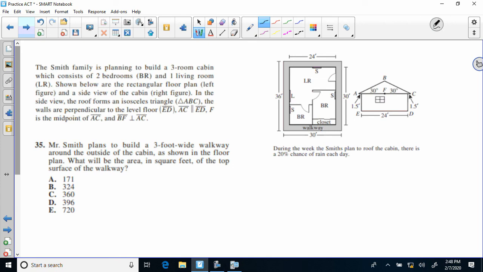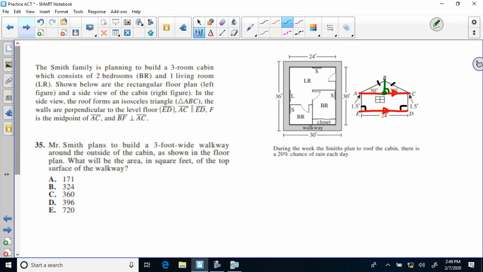In the side view, the roof forms an isosceles triangle. So we know this is isosceles. That's why the base angles are the same. The walls are perpendicular to the level floor, which means they have 90-degree angles down here. And it says ED and AC are parallel, or the floor ED. So AC is parallel to ED. So they said this line right here and this line right here are parallel to each other. And they also said F is the midpoint of AC. So F is the midpoint, right here is the middle of that top. And it said BF is perpendicular to AC. So if I drew a line from B to F, that formed a 90-degree angle right there.